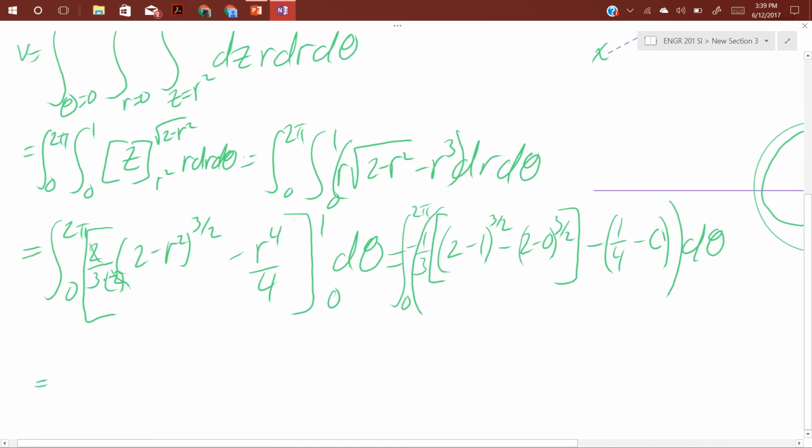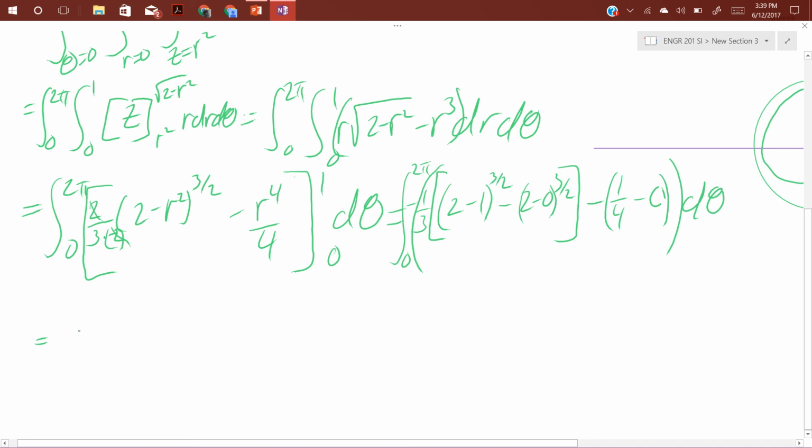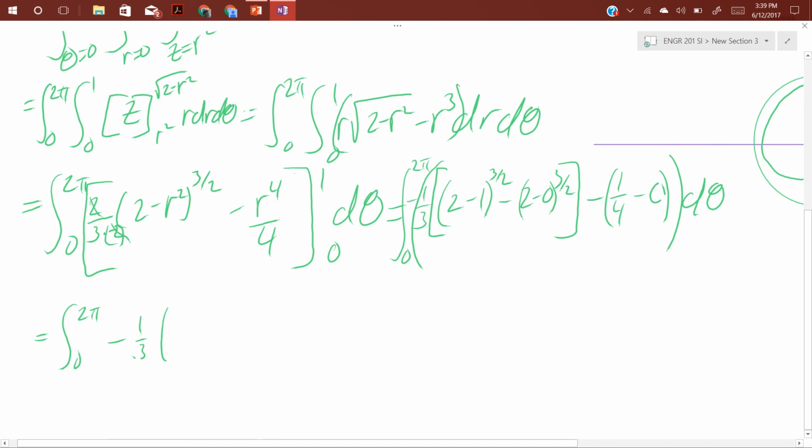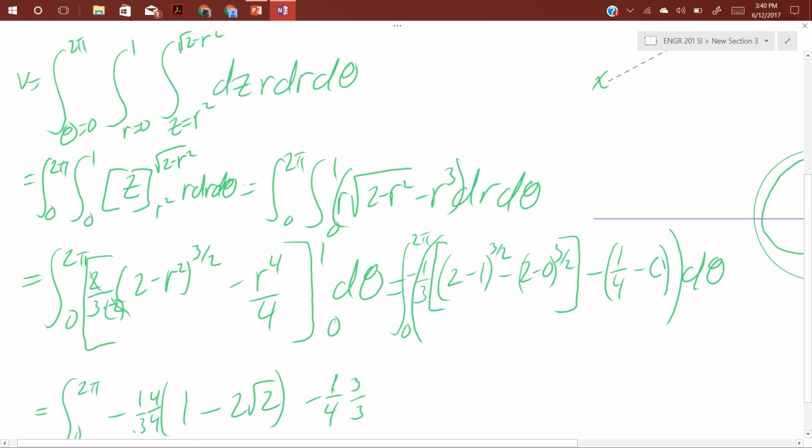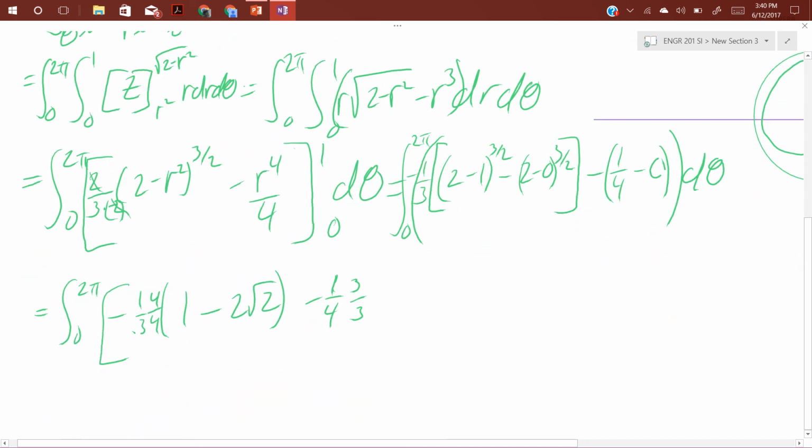Then this would equal 0 to 2 pi, negative 1/3, and that would be 2 minus 1 would be 1 minus 2 to the 3 halves, which would be 2 radical 2, minus 1/4. And what we could do is just find a common denominator, so multiply this by 3 over 3, multiply this by 4 over 4. And I can't forget about my d theta.